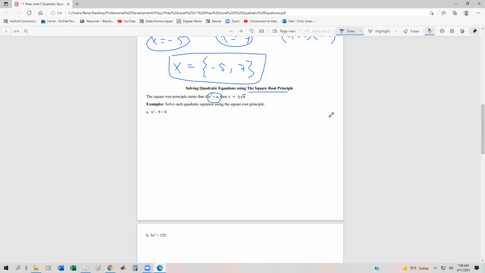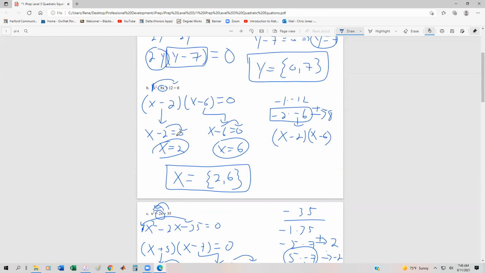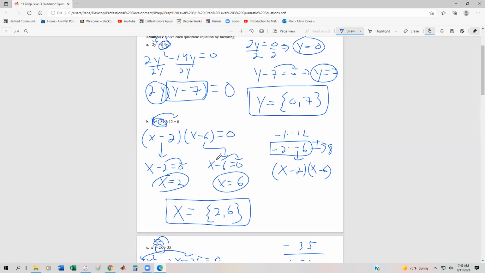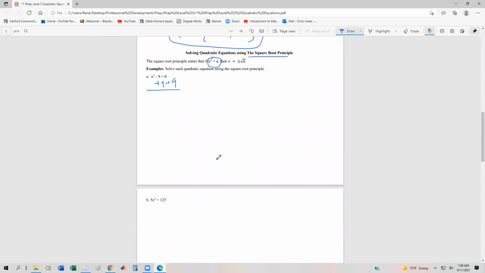So we have x squared minus 9. We're going to put it in the form x squared equals a by adding 9 to both sides. Now in the other problems, remember we had this linear term in here. So we had a 2x and we had a negative 8x and we had a 14y. Anytime you have a first power of x or y or something like that, you can't use the square root principle, or in fact, it's probably not going to be too useful to you. But in this case, we can write this as x squared equals 9.